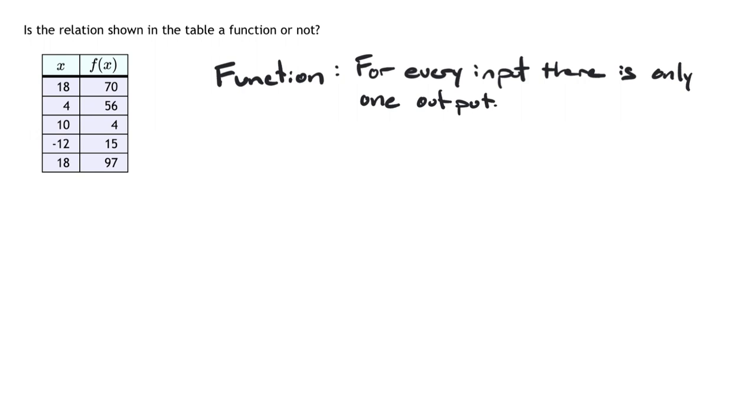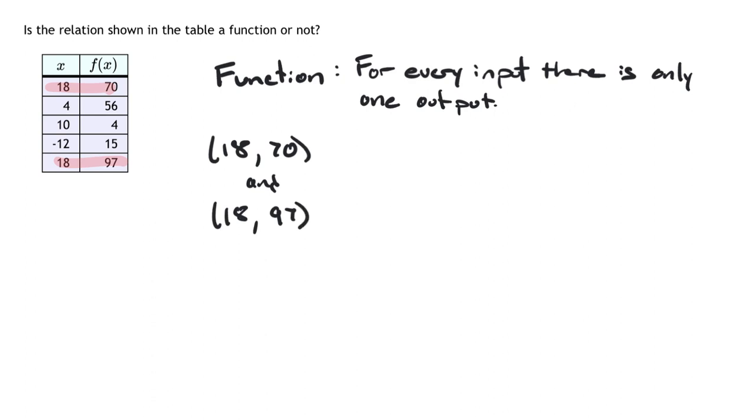So what we want to do is look at our x's first. So 18, 4, 10, negative 12, and 18 again. So what we notice is that 18 is on here and it's repeated twice, right? And then when x is 18, apparently you can get an output of 70. But also, when x is 18 again later, you get an output of 97.